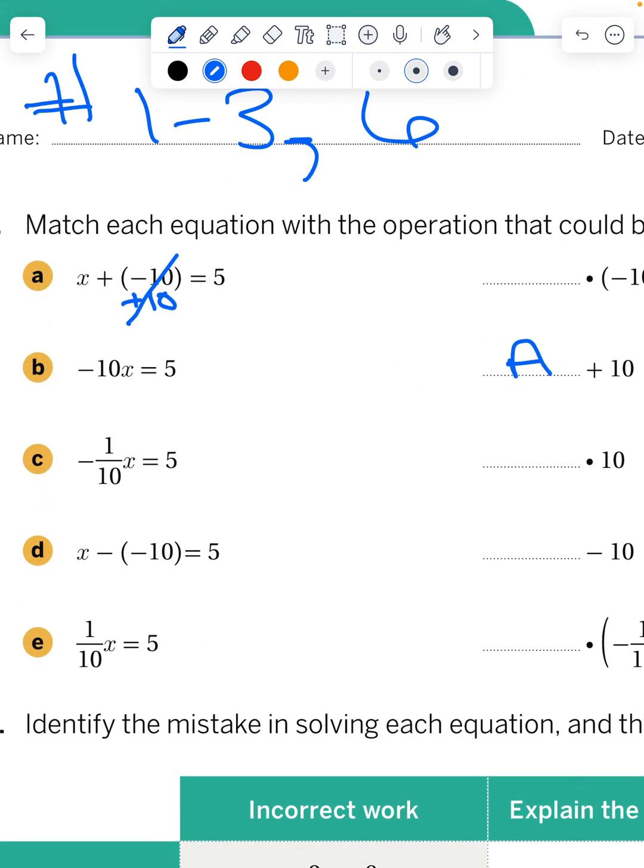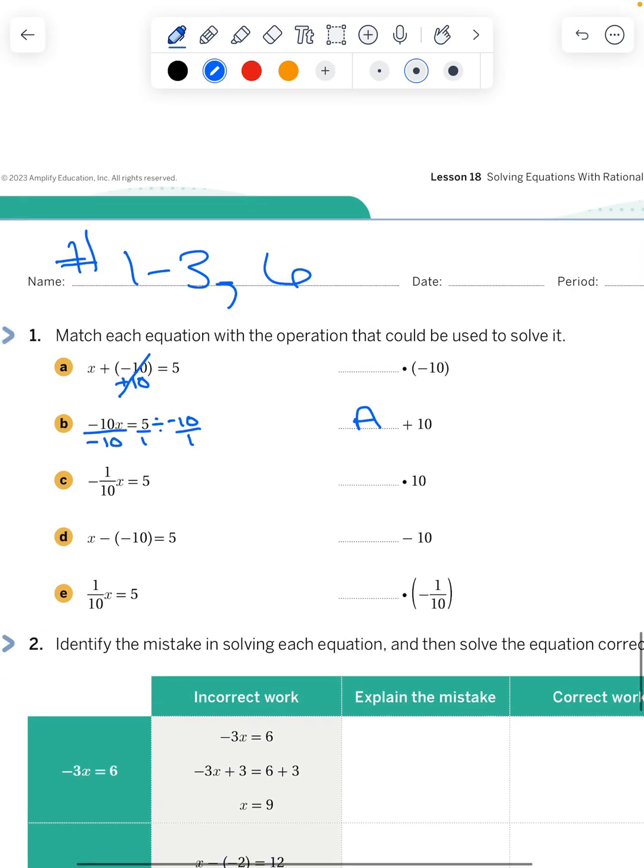On B, if I were to solve this equation, I need x by itself. A number next to a letter says multiply, so the inverse would be to divide both sides by a negative 10. You can think of this as 10 over 1. Keep, switch, flip. The inverse would be to multiply by a negative 1/10 when you multiply by the reciprocal. So multiplying by a negative 1/10 would be down here.